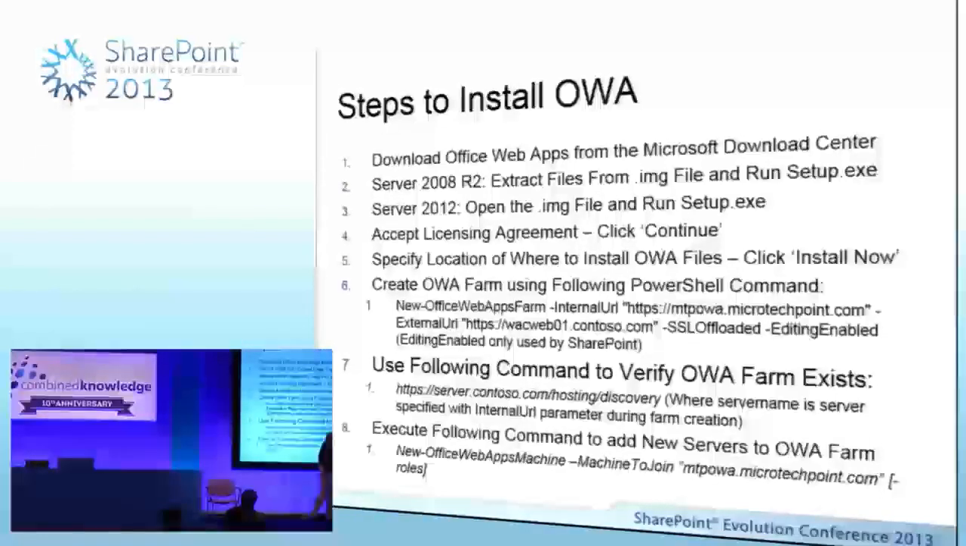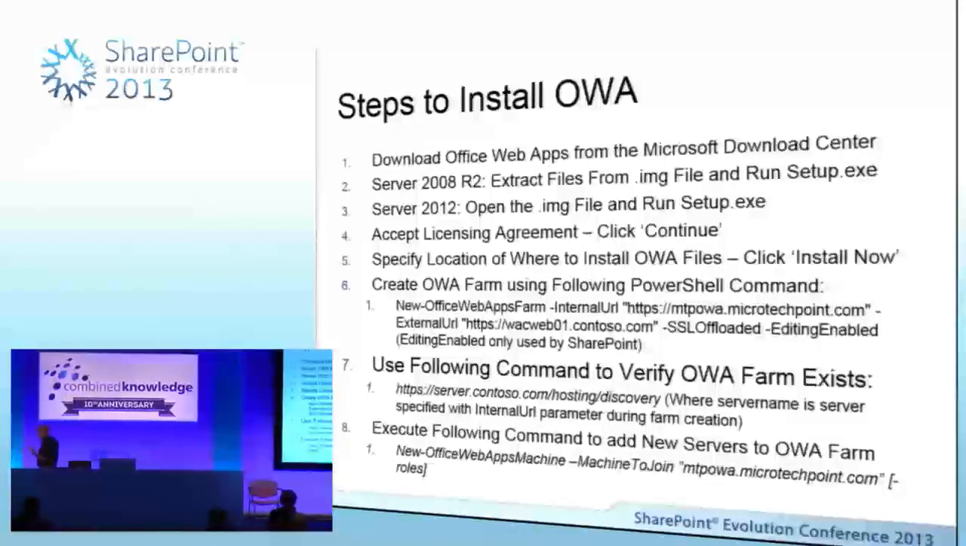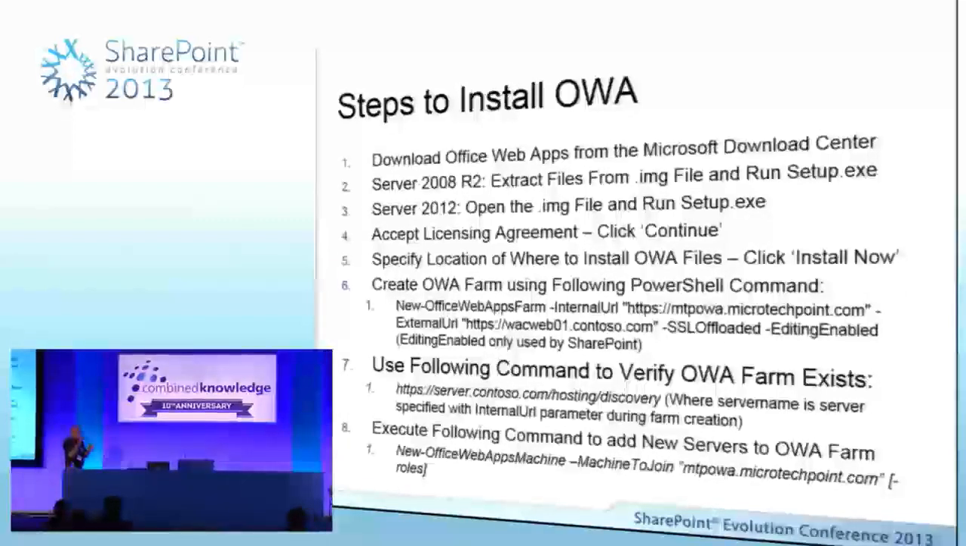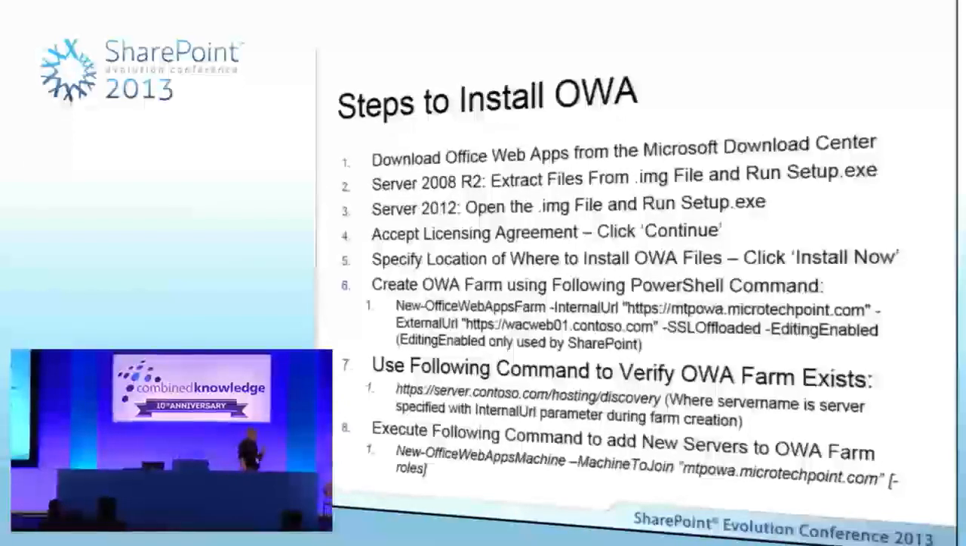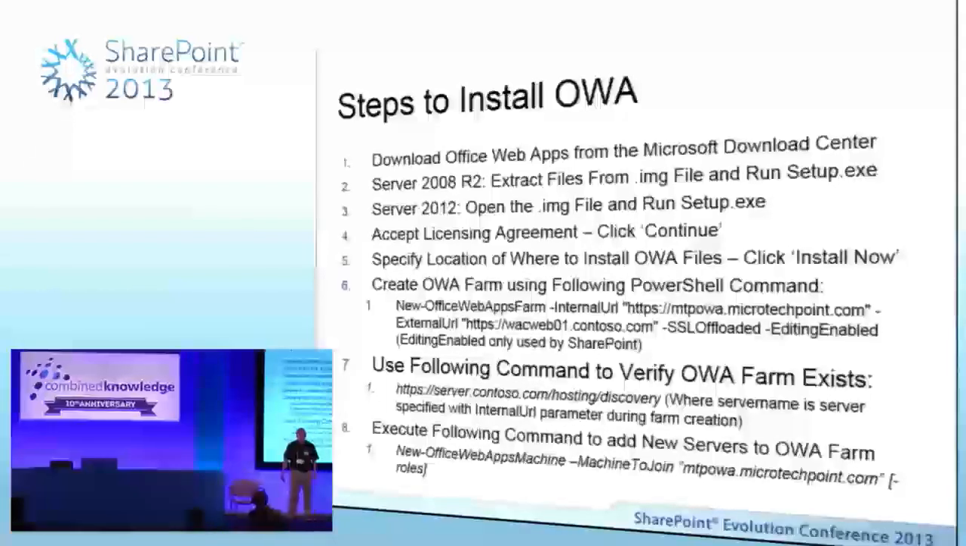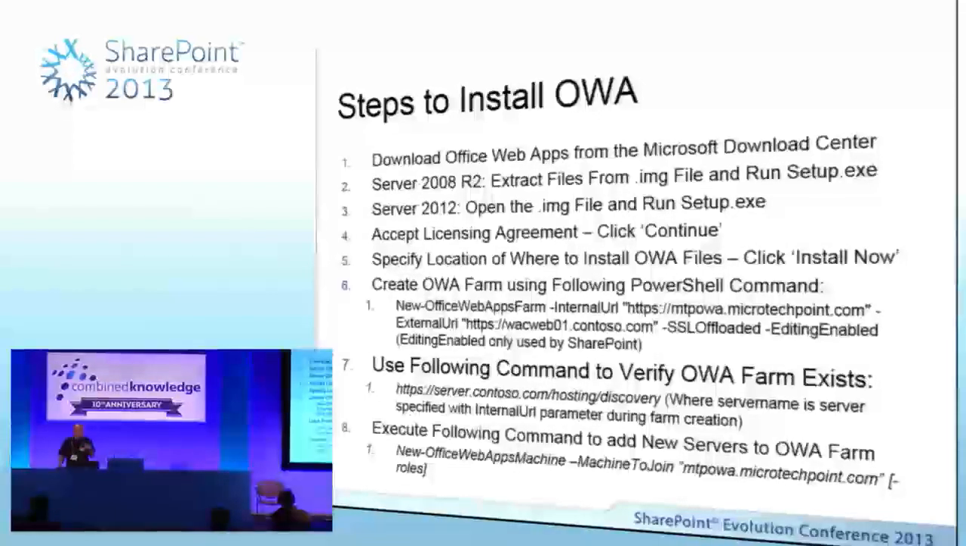Notice this is the server I indicated when I created the farm. The machine, to me, is a little misleading. Because when I see New-OfficeWebAppsMachine -MachineToJoin, you'd think you would specify the server that you're joining, like server 2. But you're actually saying, hey, I'm already on server 2. Join this server 2 into the farm that's hosted on mtpowa.microtechpoint.com. So you specify the master server that's hosting the farm with the switch after it. To me, it's a little misleading on how that works, by the way.